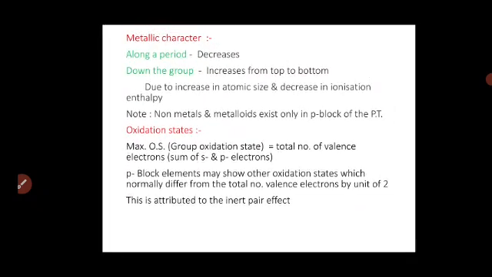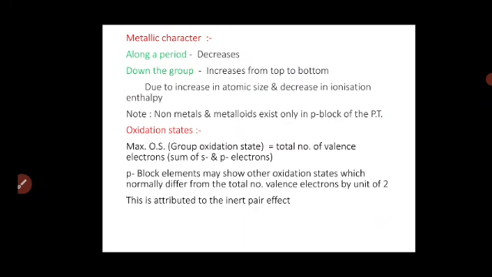Now what happens to the oxidation state? In the last topic, we have learned what is meant by oxidation state. So usually what we say, the group number minus 10, it shows the oxidation state, and this oxidation state we call group oxidation state, which is common for that group. So maximum oxidation state, that is group oxidation state, is nothing but what? Total number of valence electrons. Now for these p block elements, it is the sum of s and p electrons.